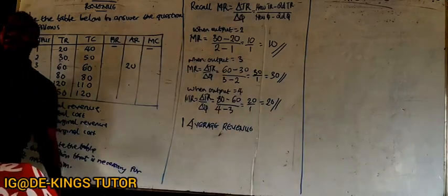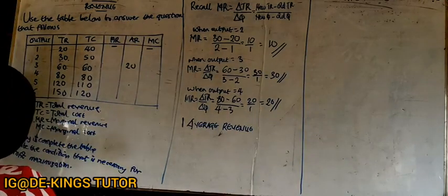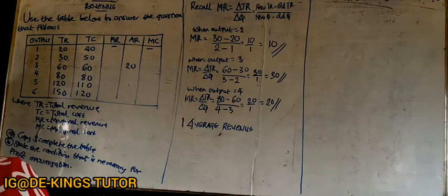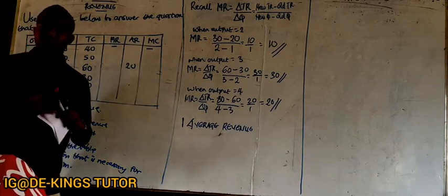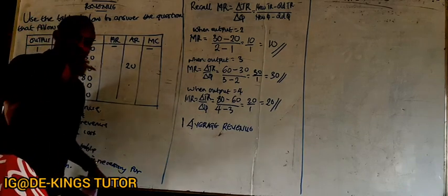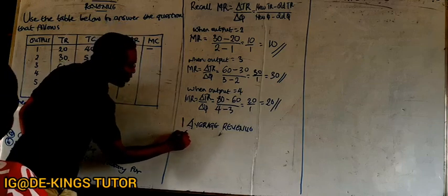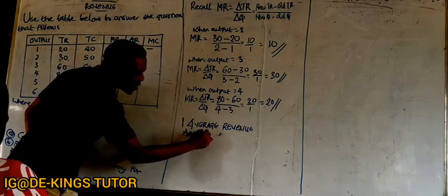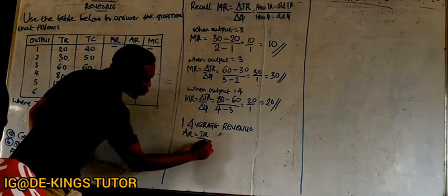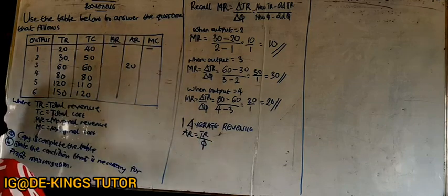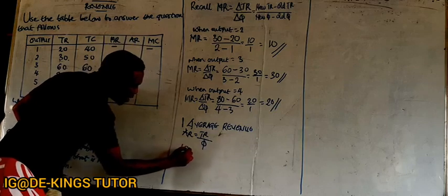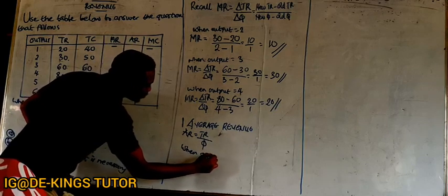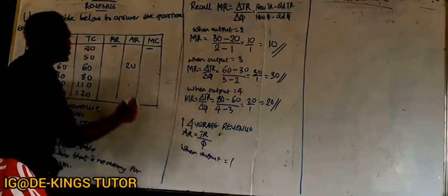Now look up the average revenue. If you remember, I said it is also known as the price of the commodity. I also gave you the formula for average revenue. Please, the formulas are very important. The formula for average revenue, which is AR, is total revenue over what? Quantity, right?